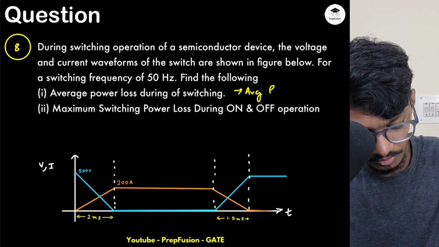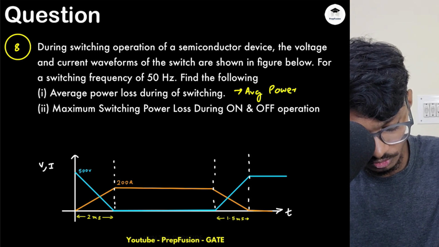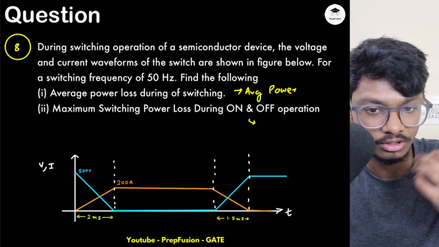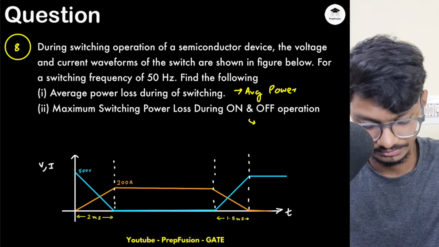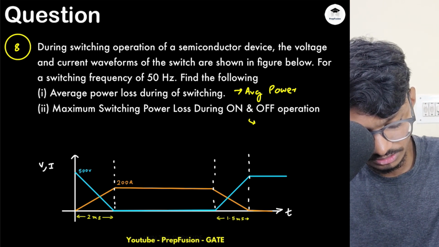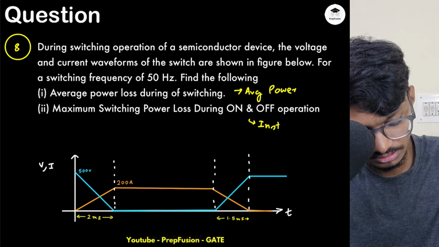Okay, average power, and this is talking about the instantaneous power, because maximum power can only occur once, right? It can't occur twice or thrice. So this is talking about the instantaneous power.